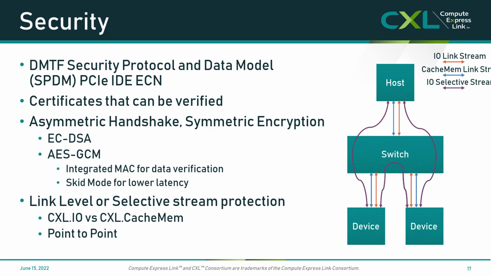ECDSA uses the NIST P256 curve. For the communication itself, it uses link level encryption, and it encrypts the communication using AES GCM, which comes handy with its own integrated MAC for data verification and making sure that everything worked out properly. Because this MAC is done for large amounts of bulk packets, this can lower latency, and for that there's also a skid mode, which is the ability to use this data before it is properly verified.